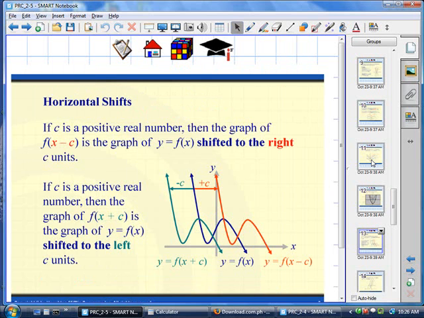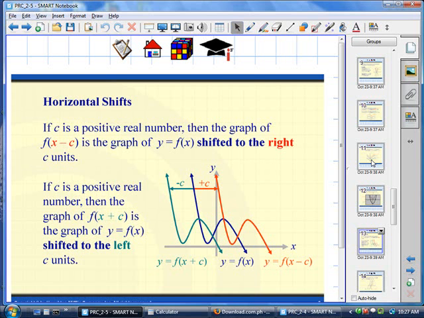Now, let's talk about horizontal shifts. And I was speaking about this with Michelle. Inside the function, in function notation, inside the parentheses, if you see a minus or a plus, that's telling you you have a horizontal shift. And we have this little opposite effect. If it's minus c, it's actually going to cause a shift to the right. If it's plus c, it's actually going to cause a shift to the left.